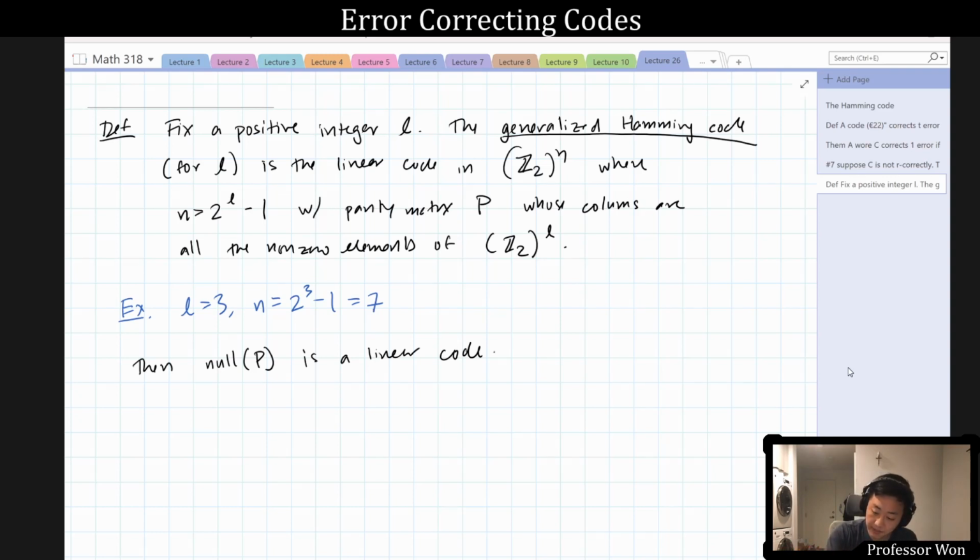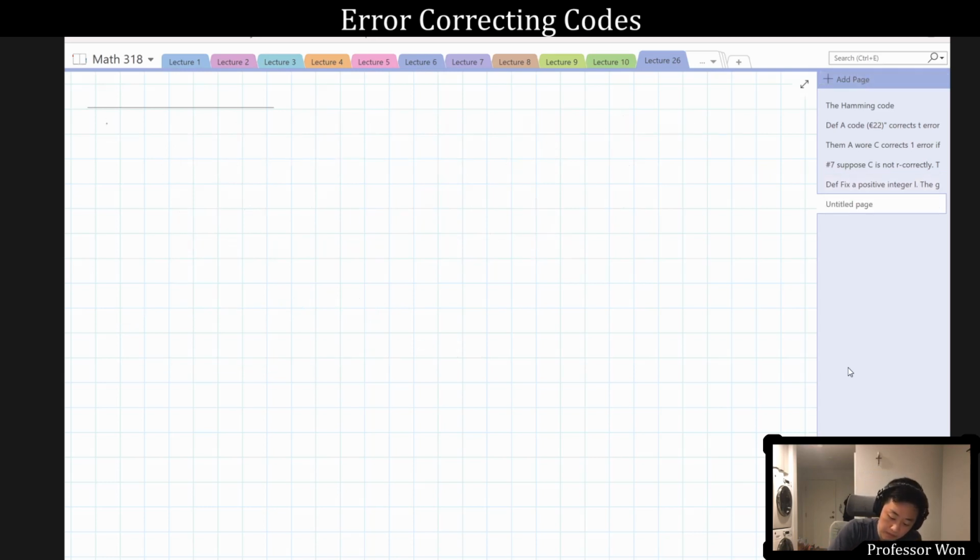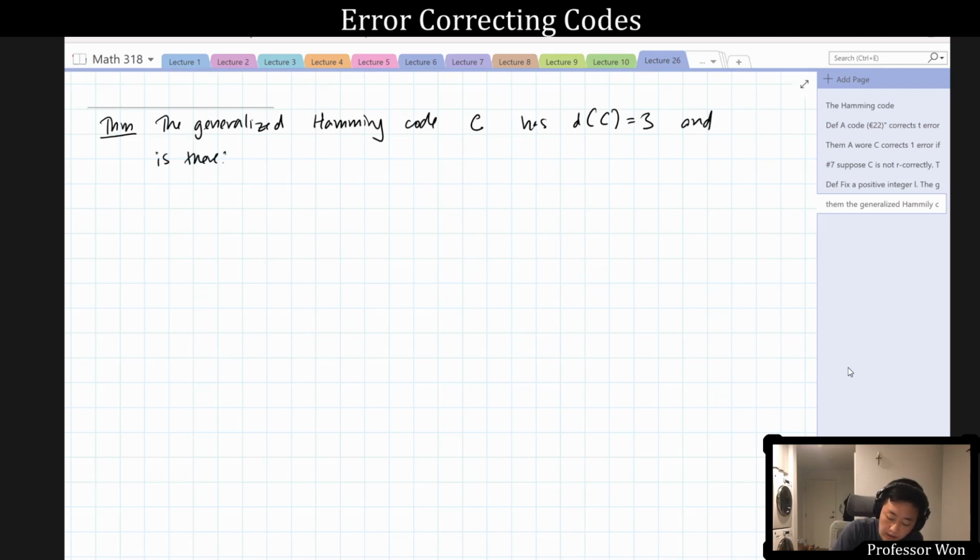Okay, so here's the theorem. The generalized Hamming code C has d of C equals 3 and is therefore one error correcting. And it's a pretty nice big subspace of Z2 to the N, which means you're being pretty efficient with the number of bits you're sending. You're getting a lot of allowable messages in a few bits. Okay, so here's the proof.